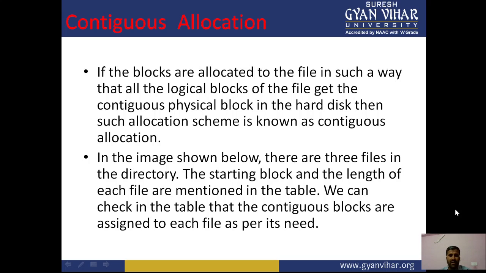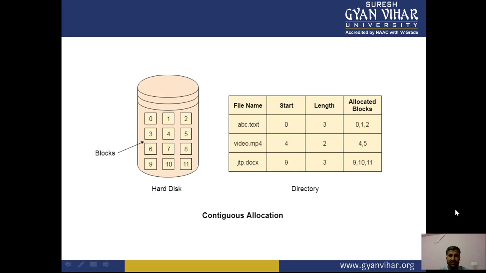In the image shown below, there are three files in the directory. The starting block and the length of each file are mentioned in the table. We can check in the table that contiguous blocks are assigned to each file as per its need. Here you see a hard disk and a directory. We have a file named abc.txt that starts from 0 and has length 3, so the allocated blocks are 0, 1 and 2, right?